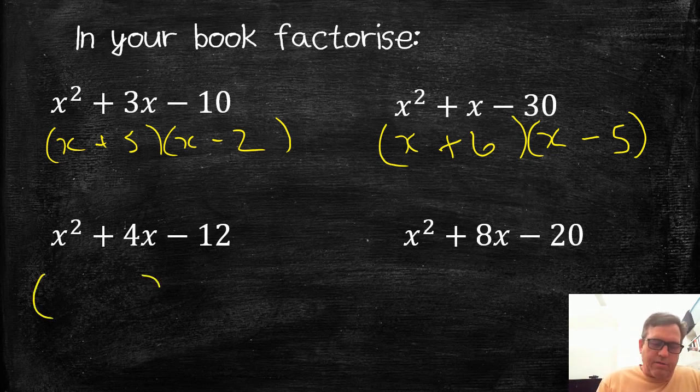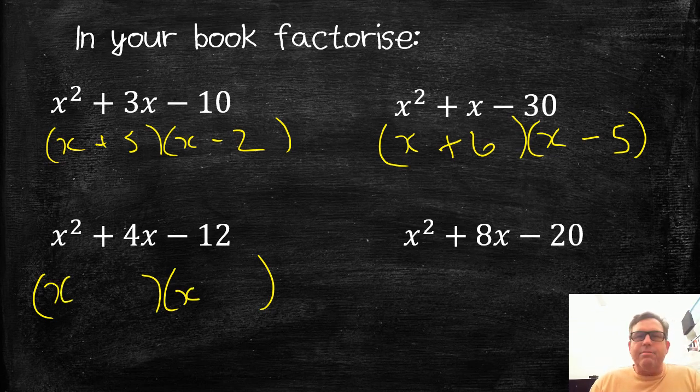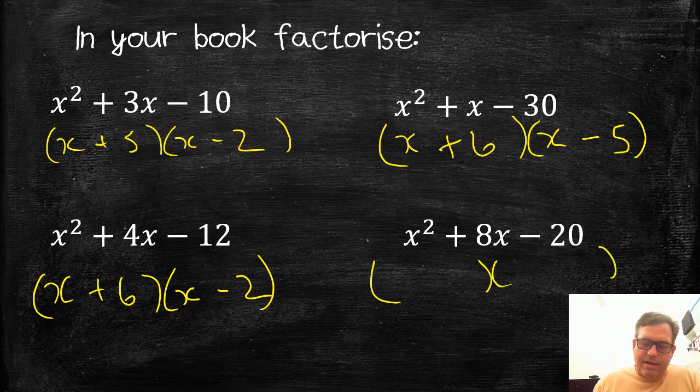Okay, x squared plus 4x minus 12. I'm going to start with the x's. Things that multiply to minus 12 and add to 4. Hopefully you found it to be plus 6 and minus 2. And then the last one, I'm going to have my brackets. It's going to be x and x. What things multiply to minus 20 and add to 8? Well, hopefully you found it's going to be plus 10 and minus 2. Well done.